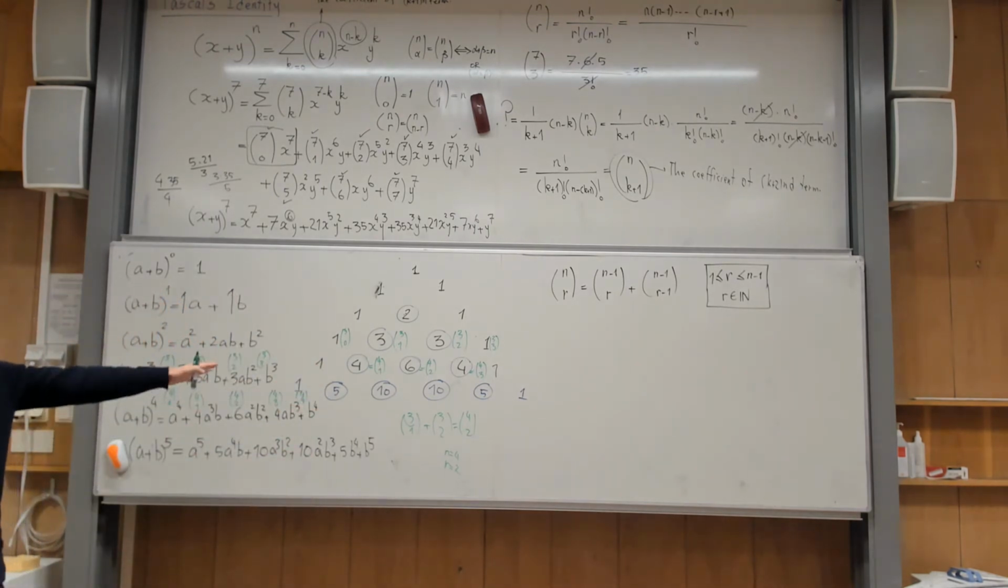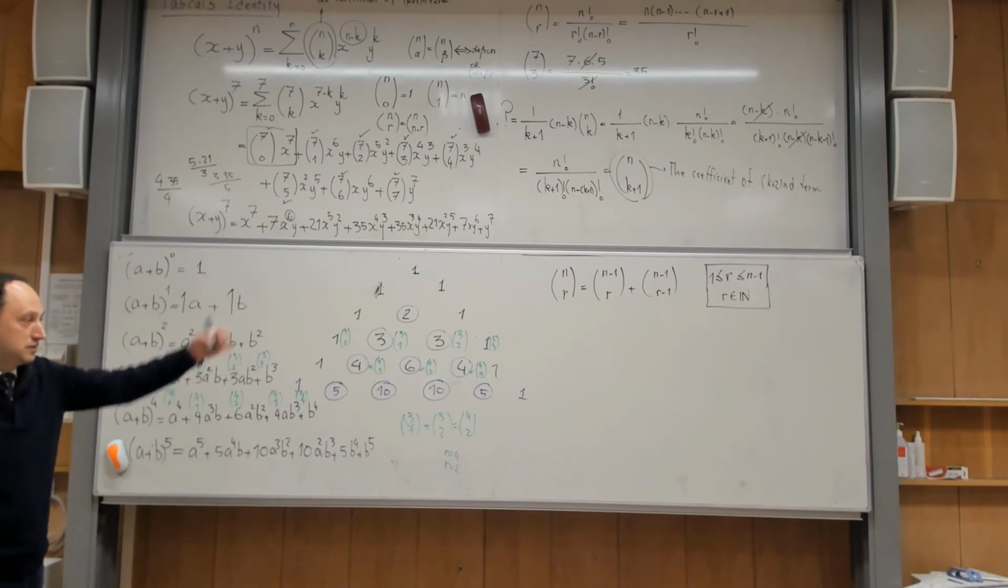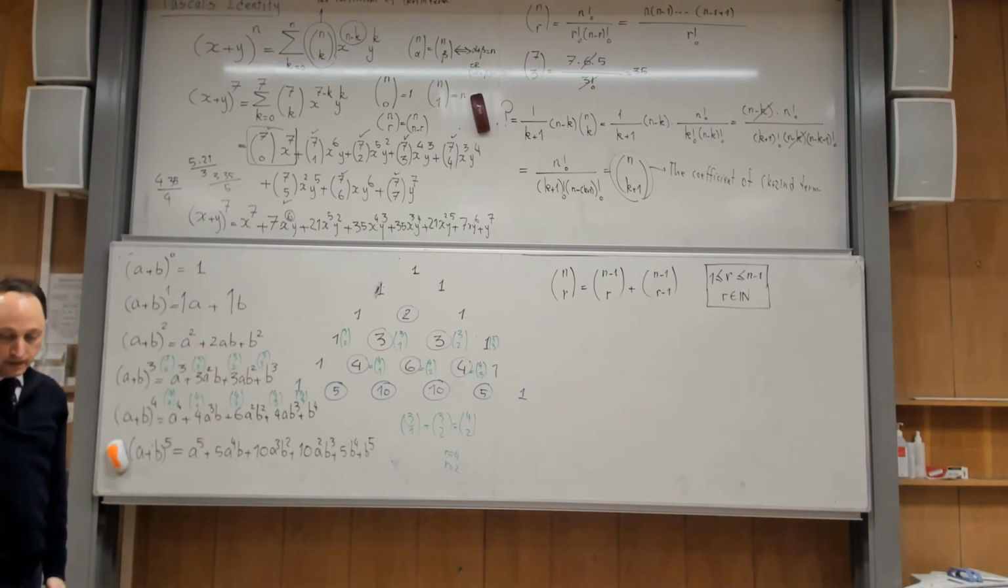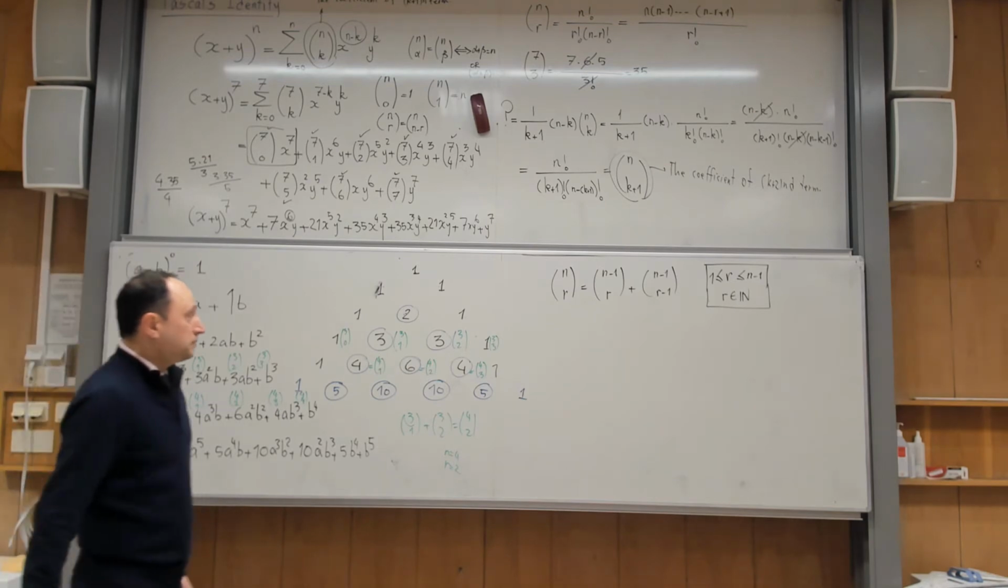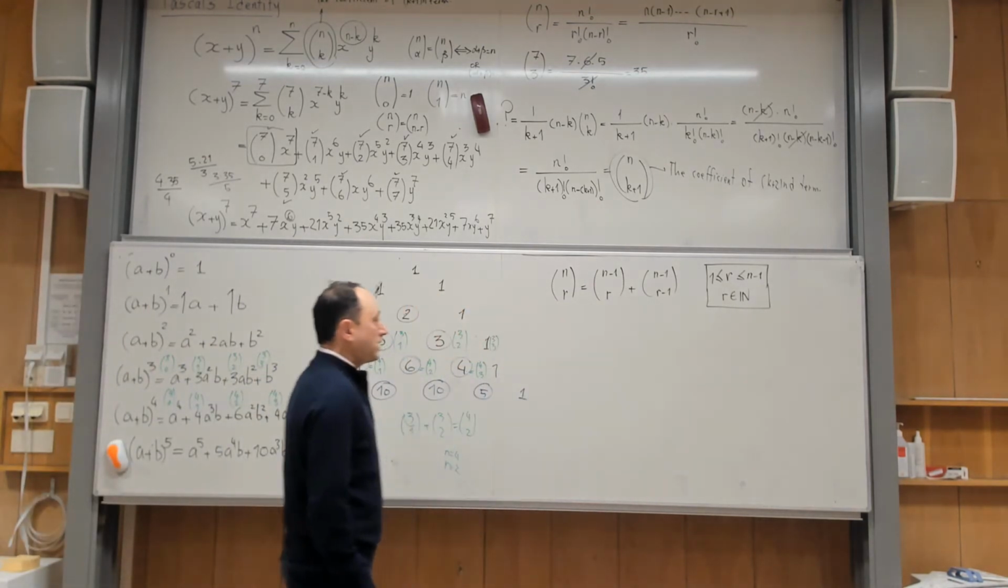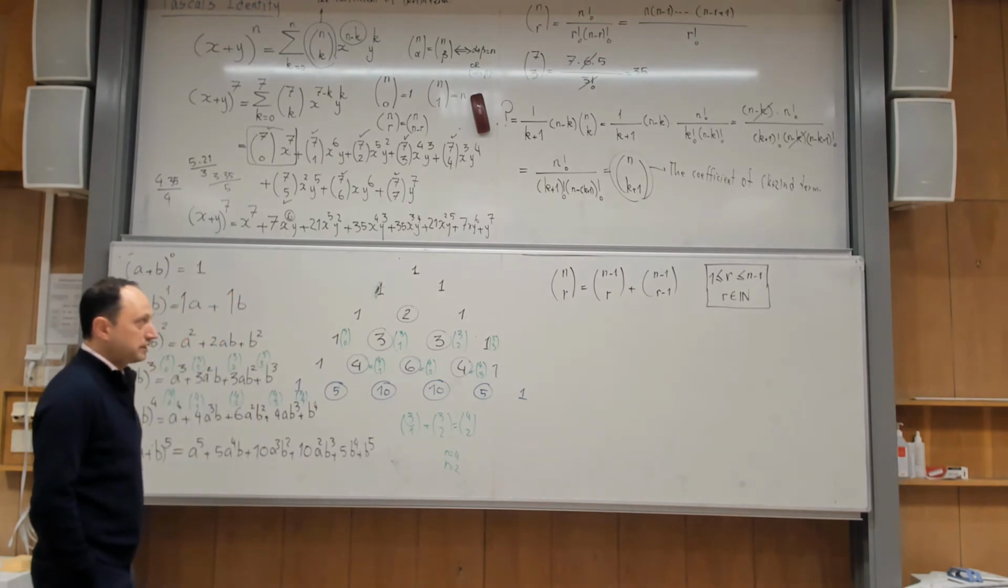Is that clear, the connection between this triangle and the Pascal identity? So if I can prove that Pascal identity, I actually have proven this pattern working in general. Yes? Okay, for proving the Pascal identity, as I told you, I can do it in two different ways. Let us do it algebraically first.